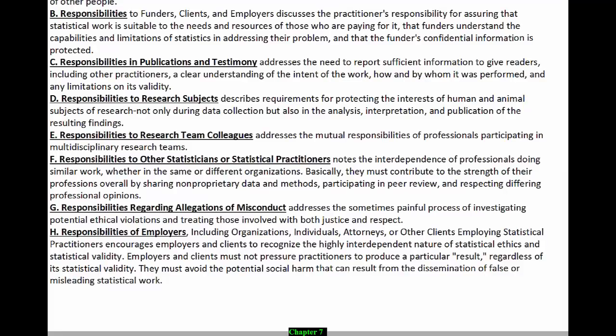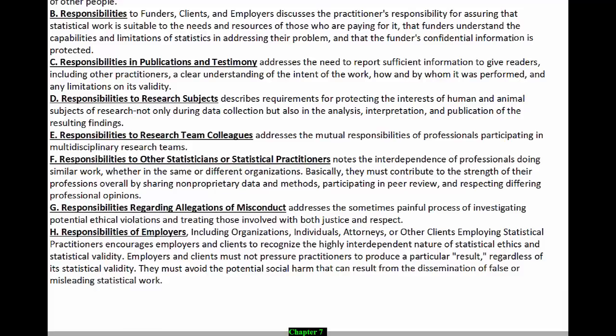On their webpage, you can see their ethical guidelines printed clearly: professionalism, responsibilities to funders, clients, and employers, responsibilities in publications and testimony, in research subjects, to research team colleagues, to other statisticians or statistical practitioners, regarding allegations of misconduct, and the responsibility of employers. It's pulling everyone together to try to make sure that the statistician can maintain a sense of integrity.